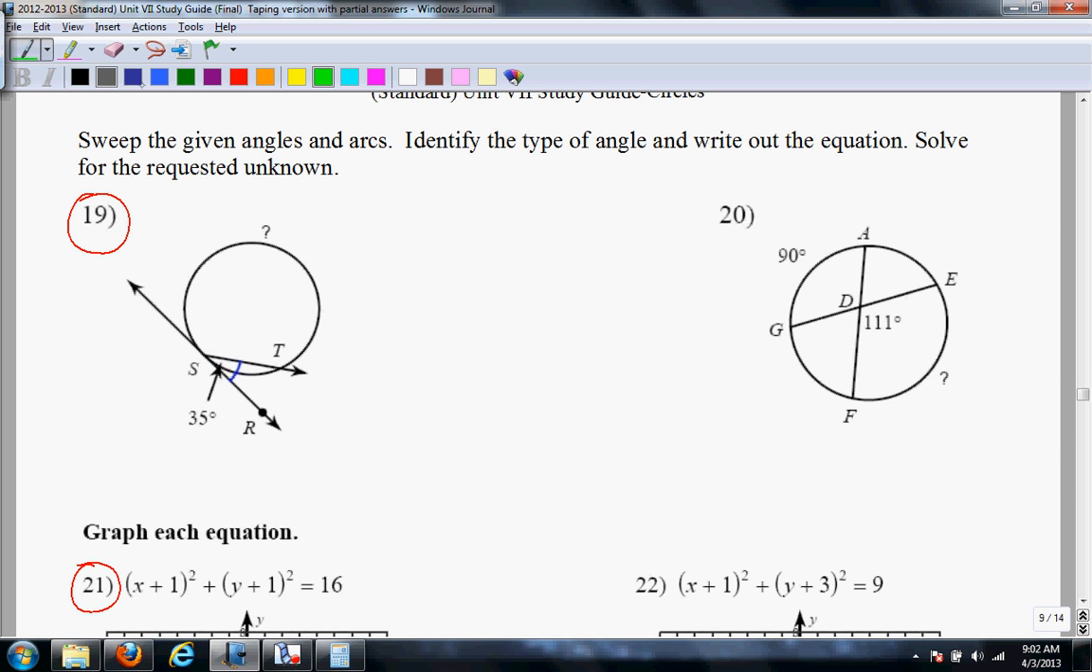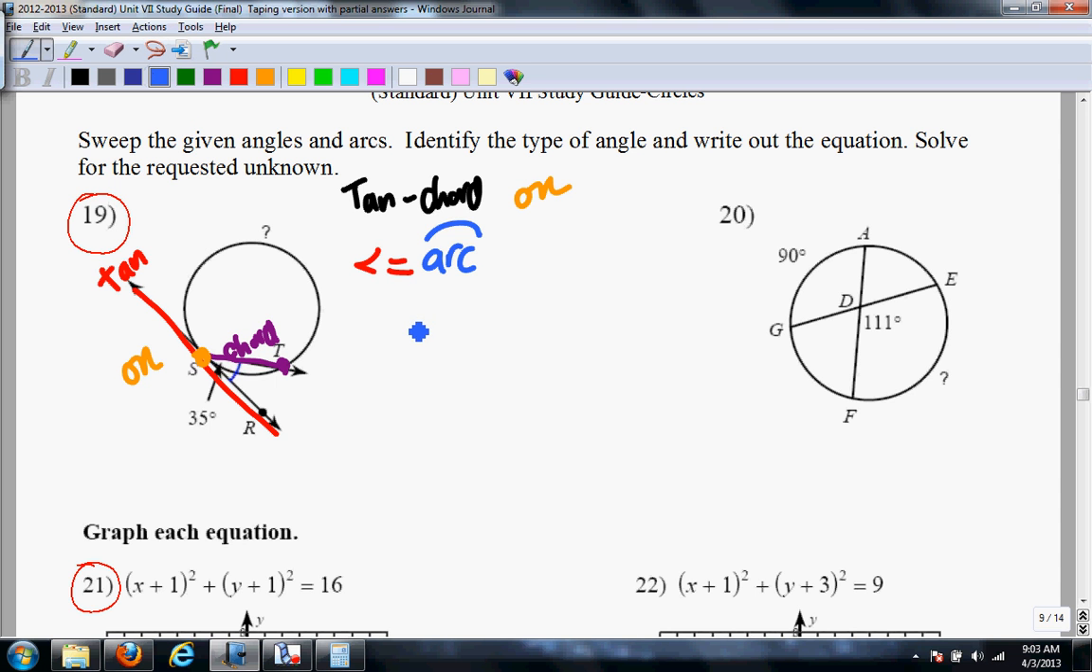Again, same idea. We're going to first start by tracing. I trace. That's a tangent. I trace from here, that is a piece of a chord. So I know my type of angle: I have a tan-chord. Notice the vertex is on the circle. You should recognize that anytime the vertex is on the circle, the equation is going to be this. It is angle equals half of the arc. It's facing half of the arc.